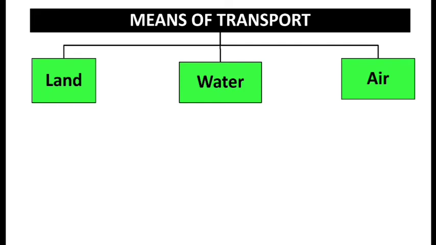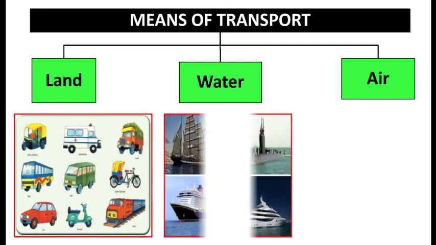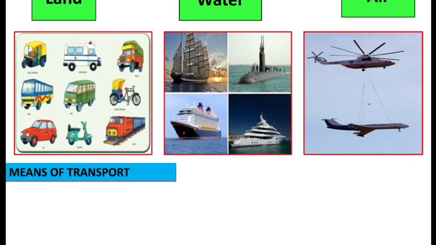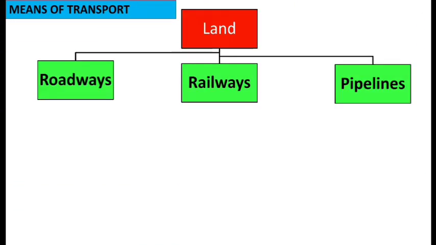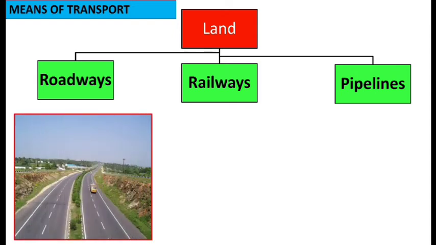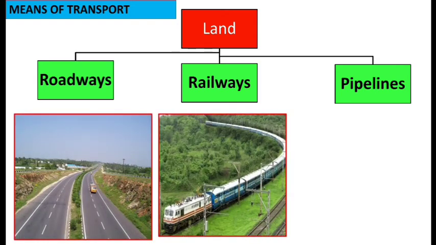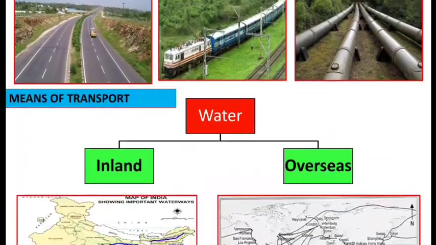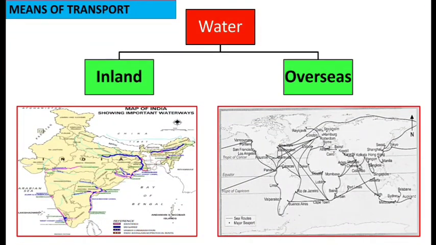Three means of transport: by land, by water and by air. First we will discuss land. By land also there are three types of transport: roadways, railways and pipelines. By water: inland and overseas. This is the map of major inland waterways of India. Inland waterway means movement within the country through rivers, canals, lakes, etc. This is the map of a major sea route. Overseas waterways means movement from one country to another through sea routes.